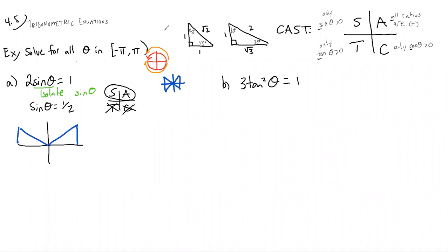So solve for all theta between negative pi and pi. So sine theta is a half. That means my opposite over hypotenuse is 1/2. And then using those reference triangles, we could figure out the adjacent. That should be √3 and negative √3 because the hypotenuse is 2, 1.